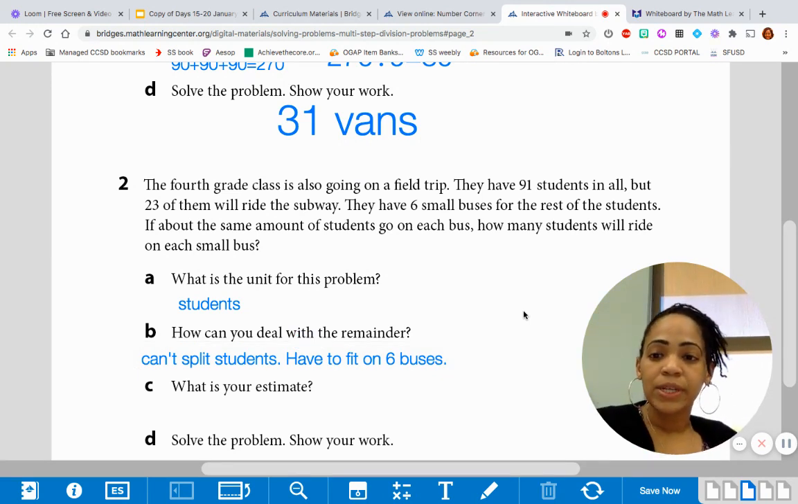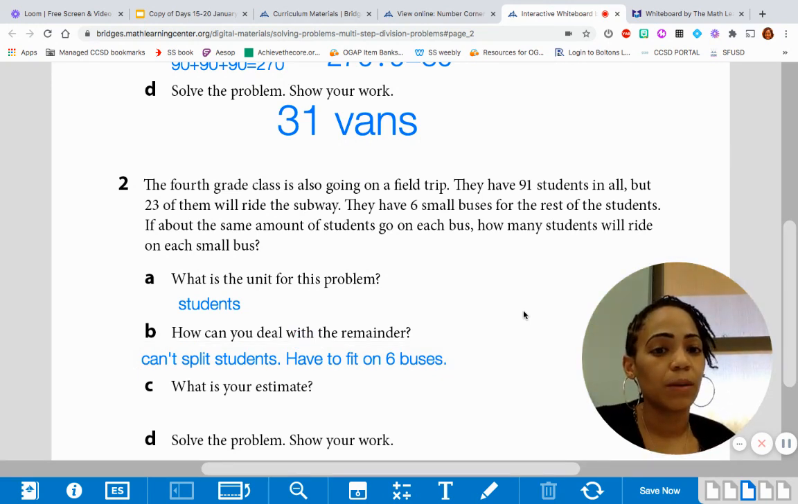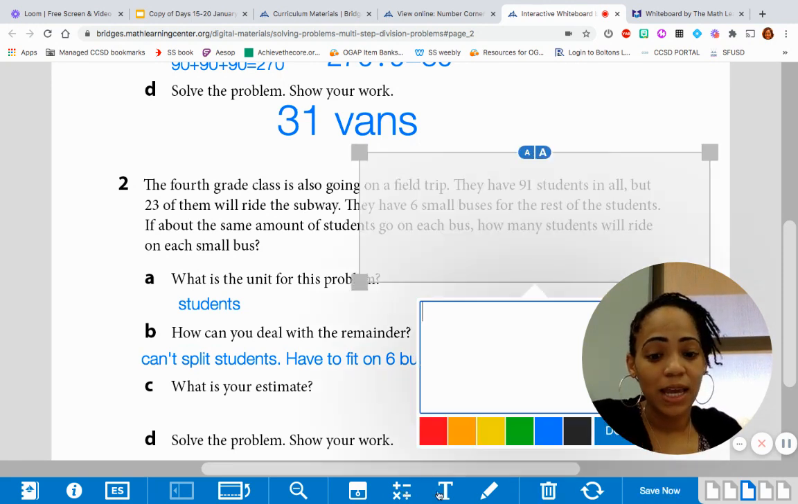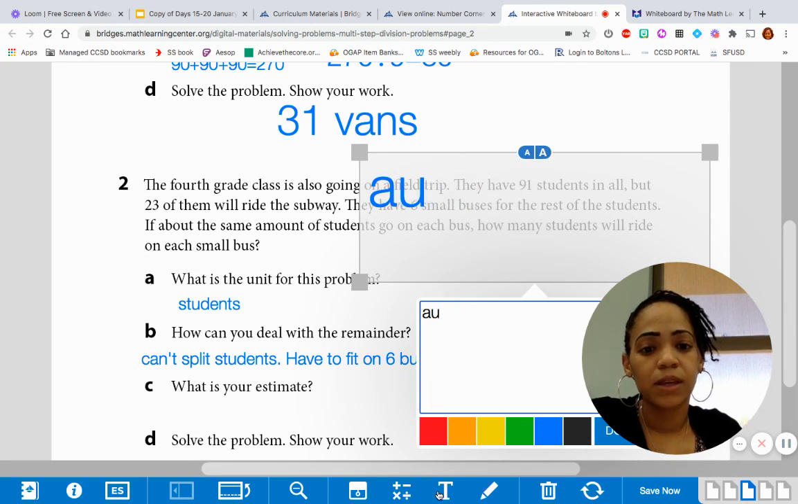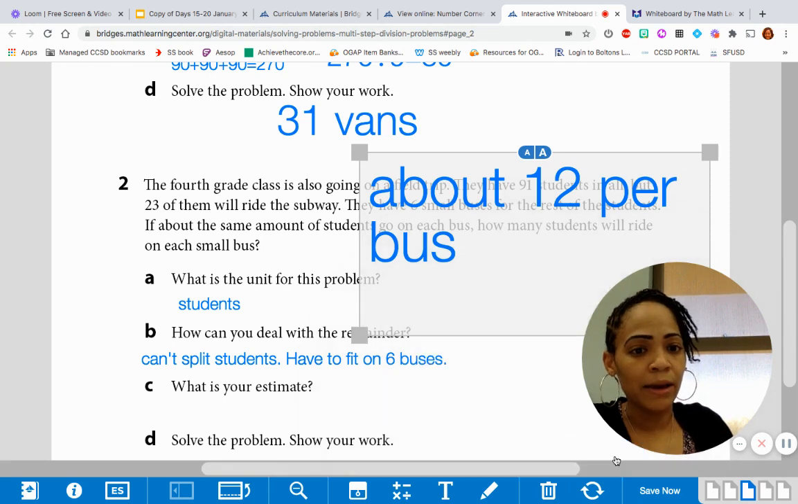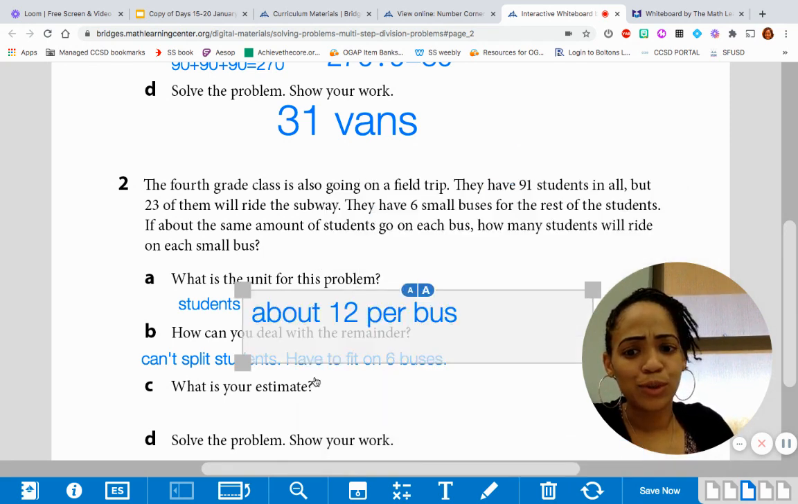So we had 91 students. 23 of them rode the subway. So 90 minus 20. We had about 70 students to fit on 6 small buses. What could your estimate be? Maybe 12. About 12. We know 6 times 12 is 72. So we can say about 12 per bus. And then we work it out. We find the actual answer.